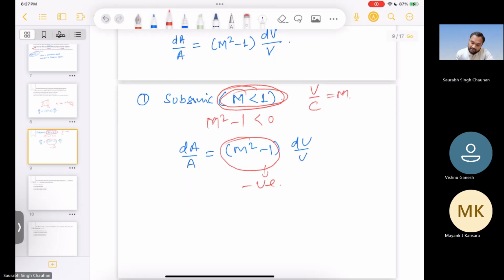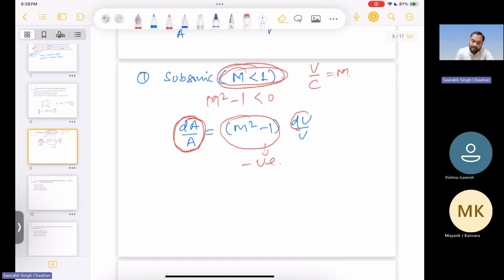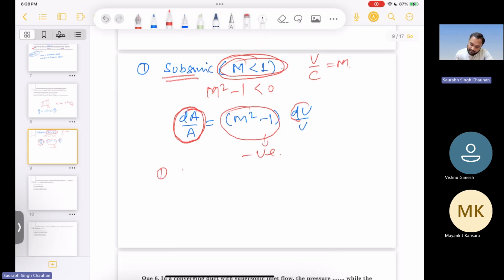So this means that if the cross-sectional area is decreasing, if dA is negative, then dV will have to be positive, right? If the cross-sectional area is decreasing, then velocity will be increasing in the subsonic regime. So if area increases, then velocity will decrease, and if area is decreasing, then velocity will increase. This is for the case of subsonic.